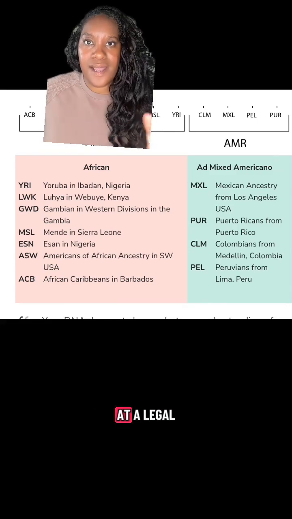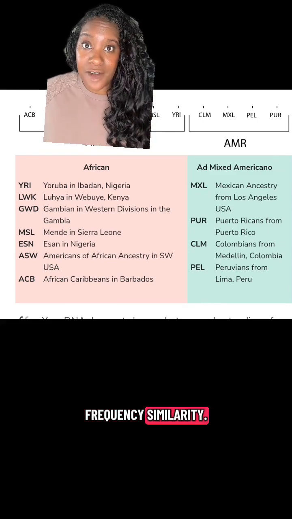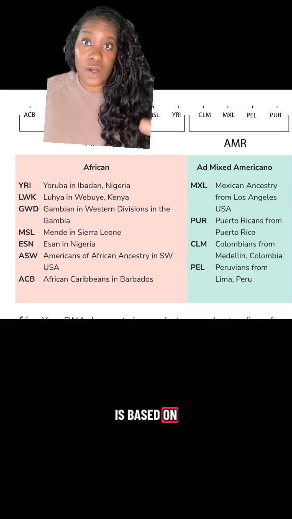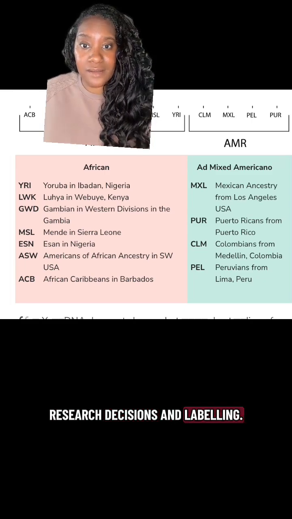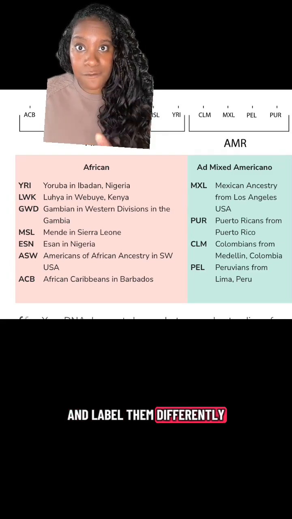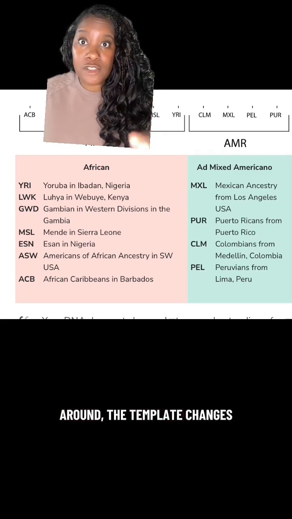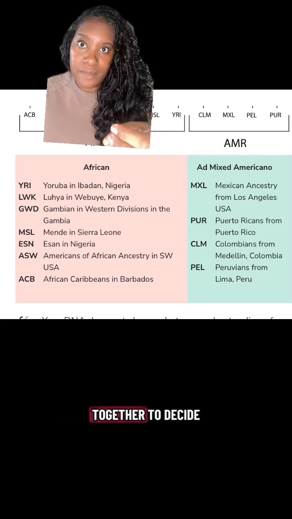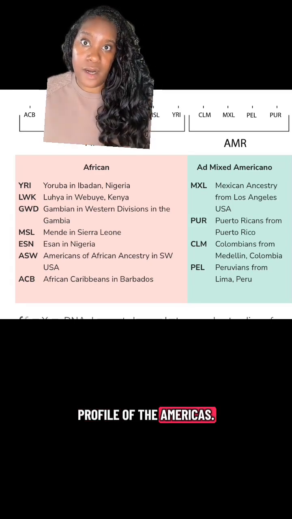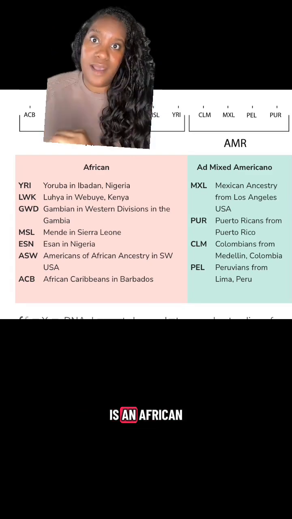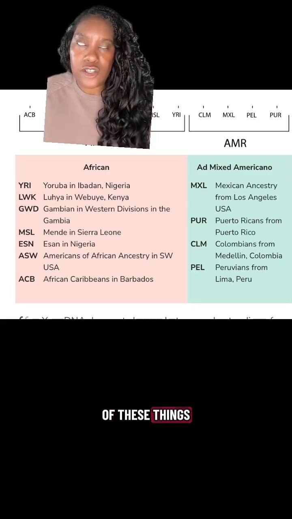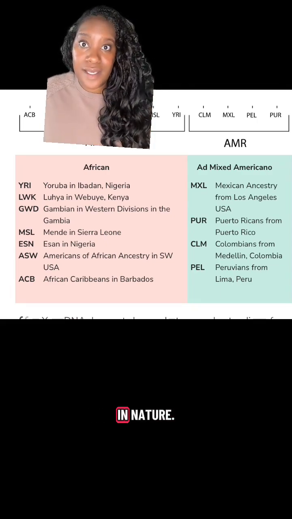DNA testing is looking at allele frequency similarity. You are similar to a template. The template, though, is based on research decisions and labeling. If you were to change any of these populations and label them differently or switch them around, the template changes, because it's how they're grouping them together to decide this is an African profile, this is a profile of the Americas, or even at a group level, this is an African American profile, this is our Yoruba profile. None of these things just naturally exist in nature.